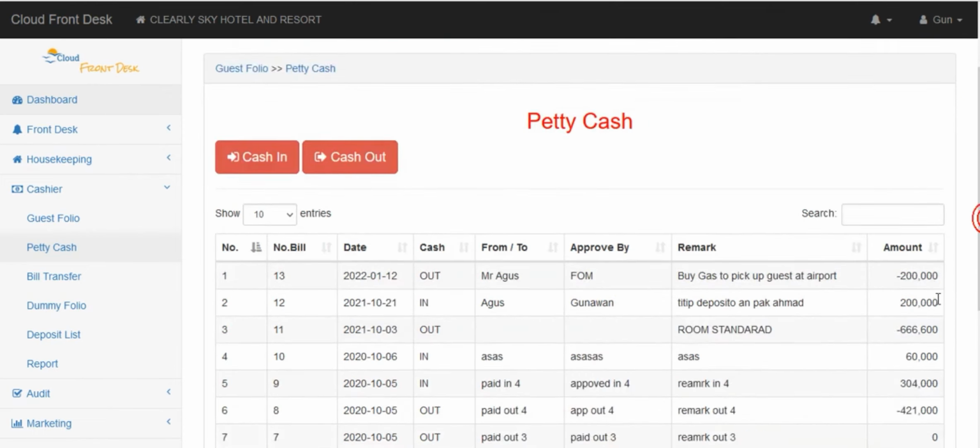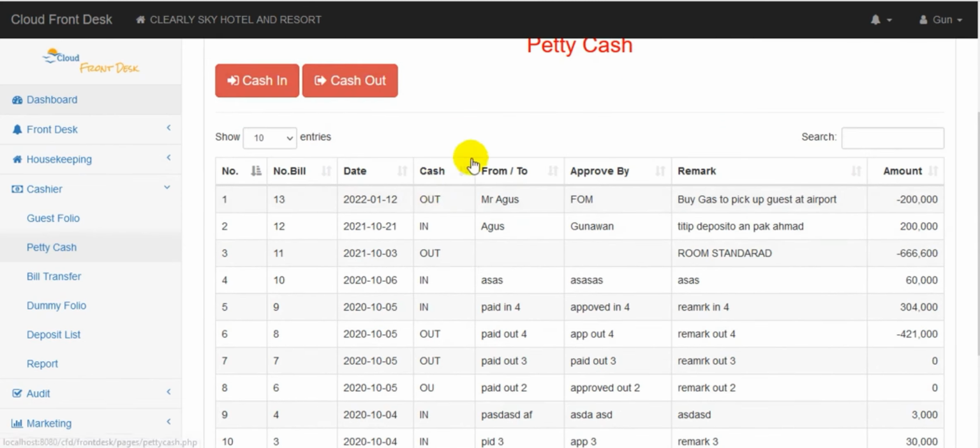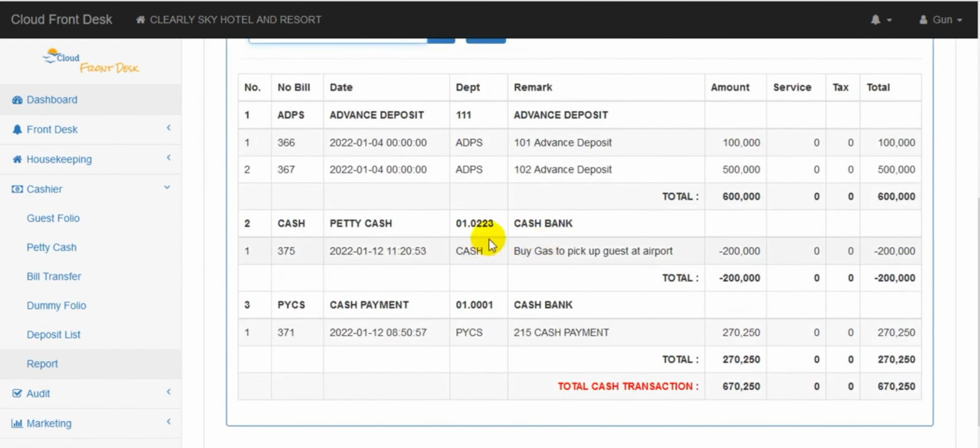Now, when we have cashed in or cashed out, it will join our income and expense report. If we look at the cashier report related to cash, the gas from earlier appeared here. Now, gas to pick up guest to airport appears here, minus gas, so the transaction has been reduced by this, like that.